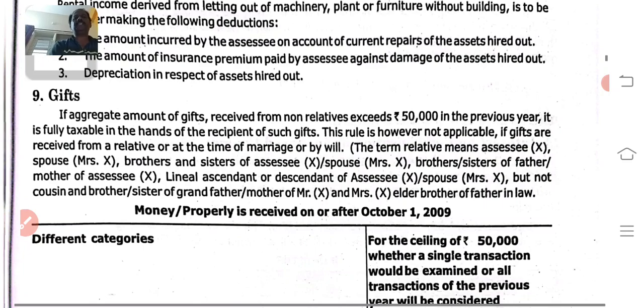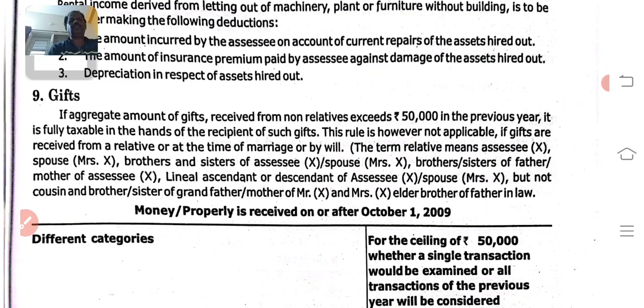Next one is gifts. If aggregate amount of gifts received from non-relatives exceeds rupees 50,000 in the previous year, it is fully taxable in the hands of the recipient of such gifts. This rule is however not applicable if gifts are received from a relative, or at the time of marriage, or by will. The term relative means, for example, assessee is X, spouse Mrs.